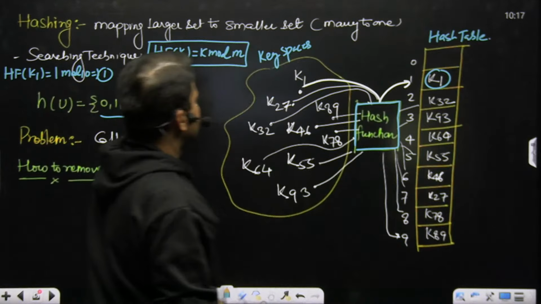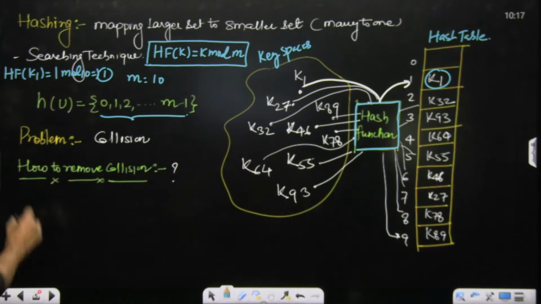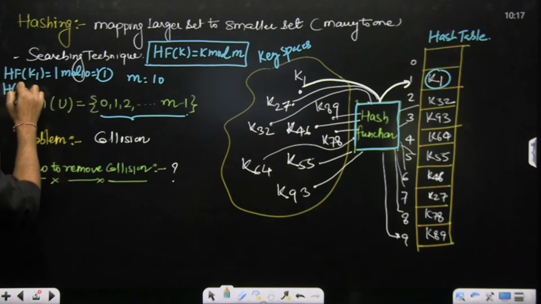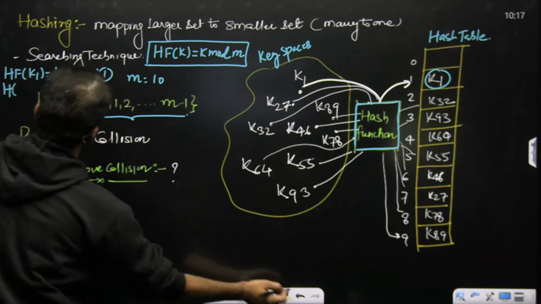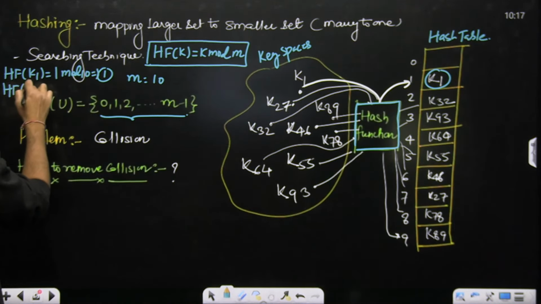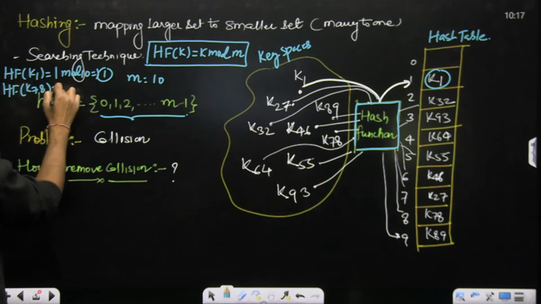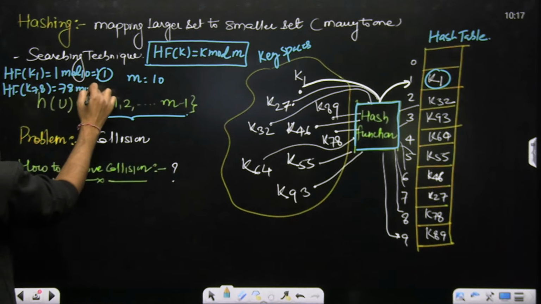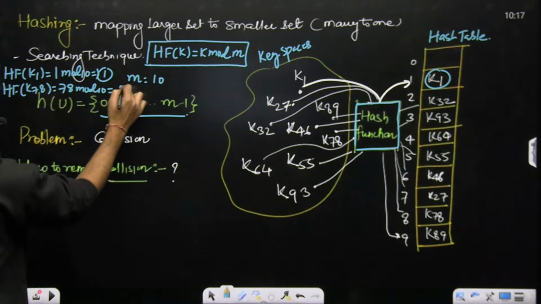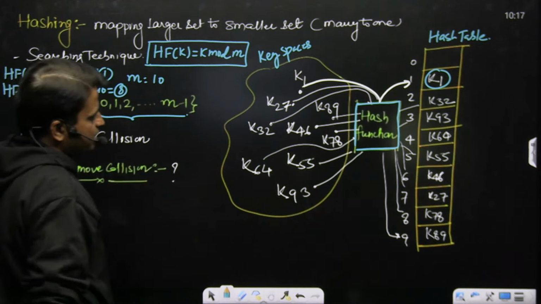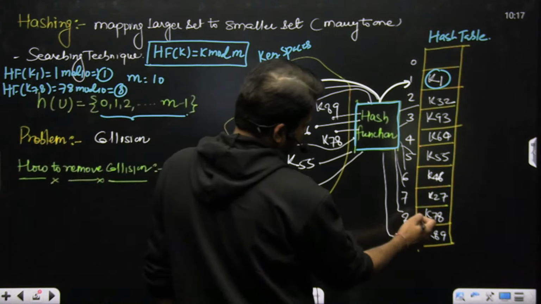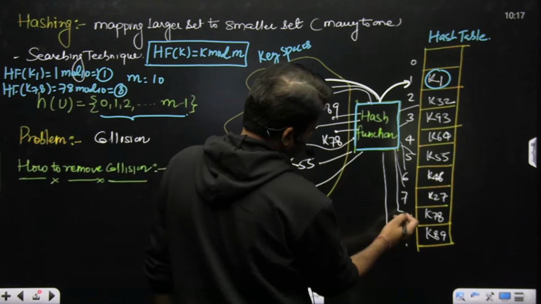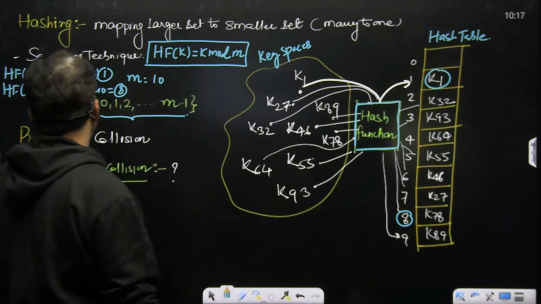Okay. Similarly, if I apply the hash function on the key K78, that is 78 mod 10. So it will give what, sir? 8. So hash index is 8. So K78 is stored at this index. Sir, K78: first apply the hash function, it gives 8 and 78 is stored here.